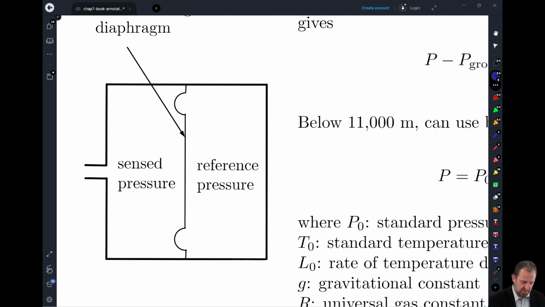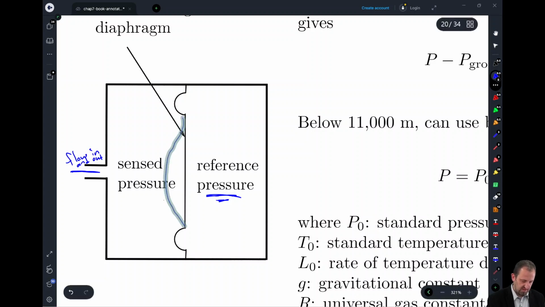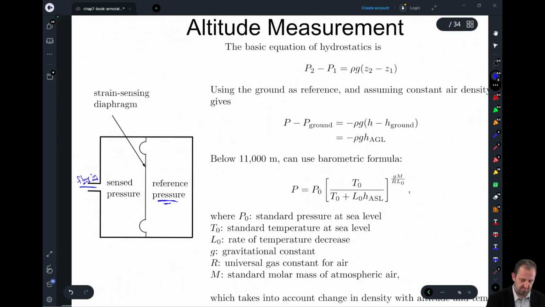So we're going to have two different chambers. Chamber one is our reference pressure. So it's filled at a particular pressure value. And then we have a solid wall, and then we have sensed pressure. In here, this allows flow in and out. So we have this sensed pressure, and if there's lower sensed pressure, then it'll deform out. If it's higher in pressure, then it'll deform in. And so we'll be able to measure that pressure difference.